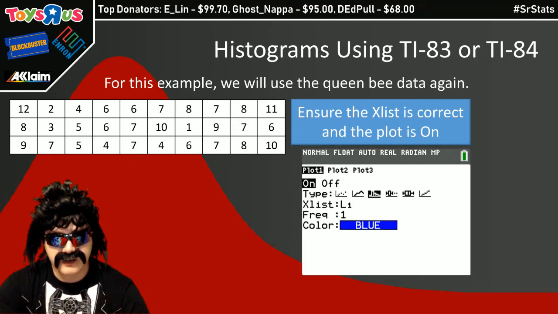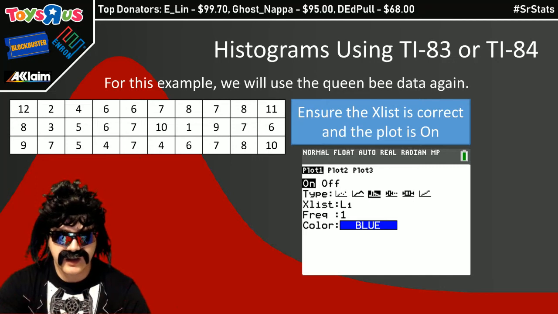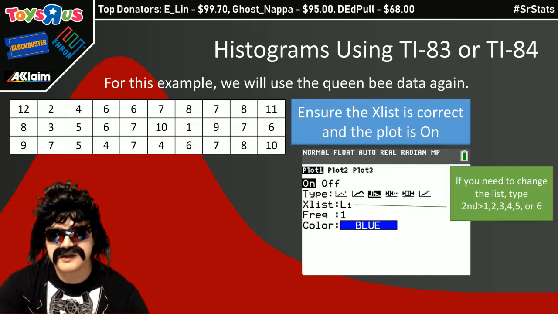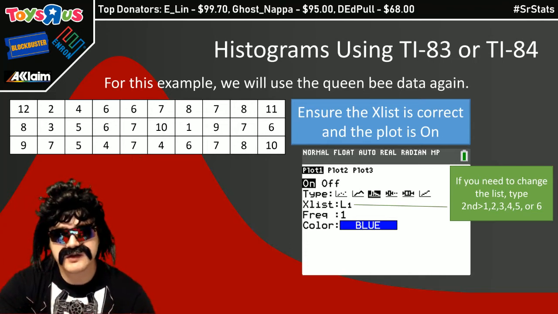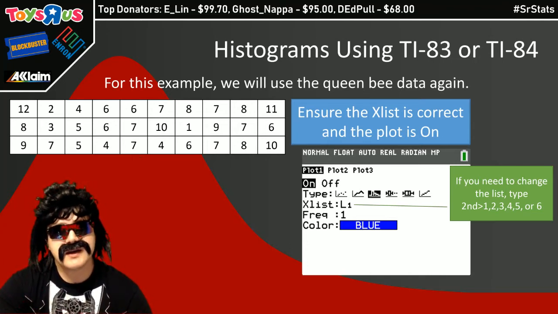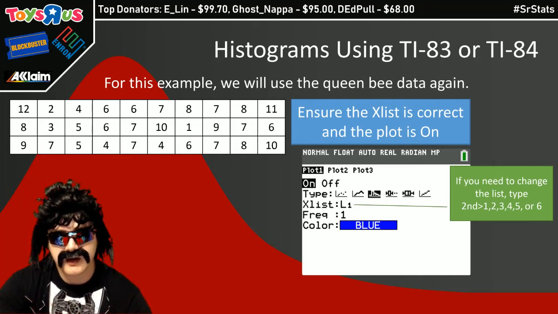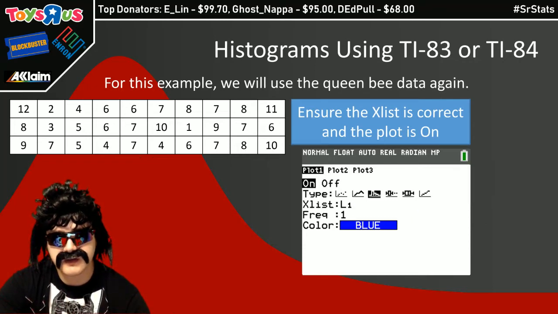So you notice we have the list one here and that one. Alright, if you need to change the list type second, then 1, 2, 3, 4, 5, or 6 based off of what list you actually put values in. Okay, for this one we had list 1, so we would hit second 1. Now make that list 1.